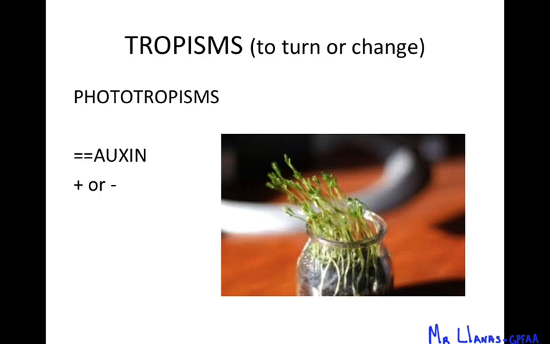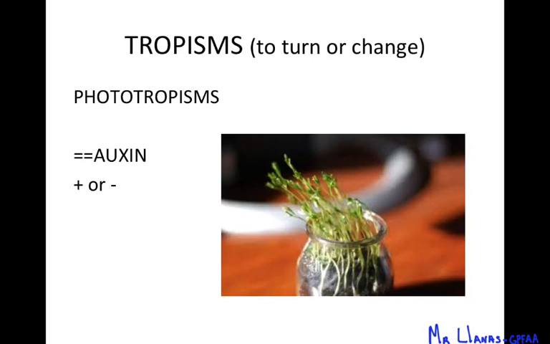Now, we said that plants, unlike animals, do not move, right? Animals walk around, we go different places, we go chasing our food, but we can move from place to place. Plants don't do that. They do turn and they change positions, but they stay anchored, and that's what roots are there for. Now, those turning movements that they do, we call those tropisms.